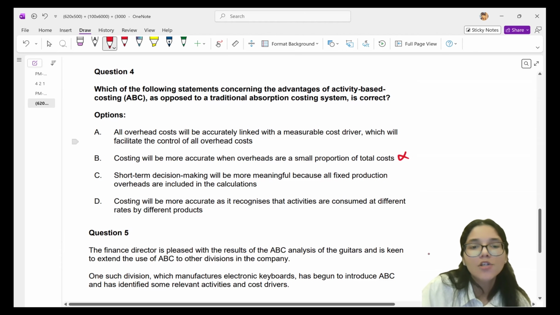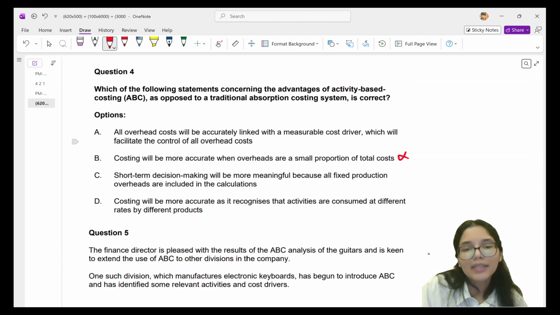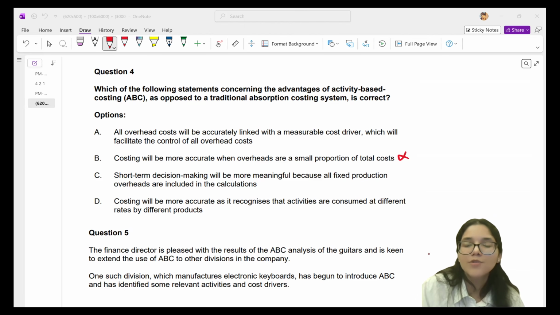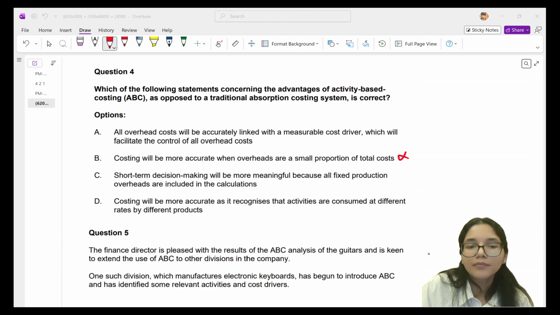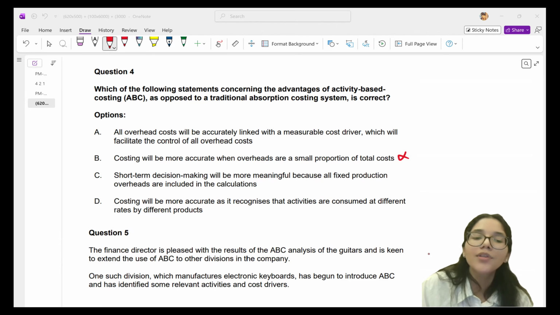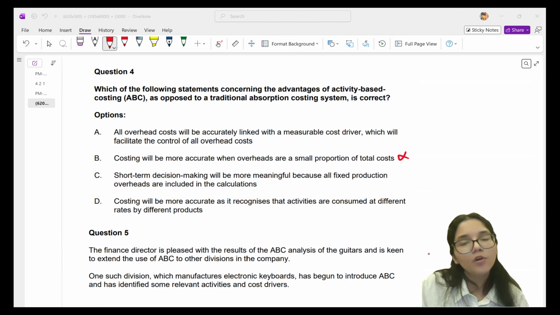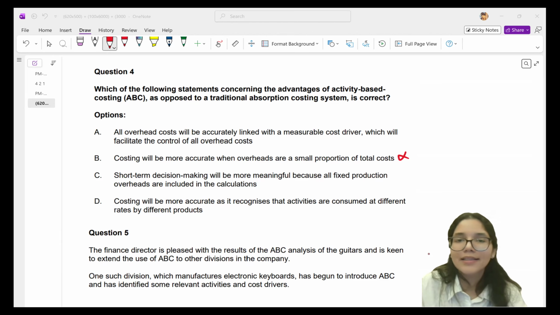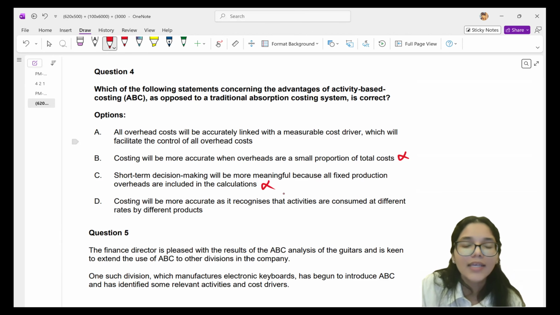If you look at option C, short-term decision making will be more meaningful because all fixed production overheads are included in the calculations. What do you people think? Can this be the advantage of ABC over traditional absorption system? It says only in ABC we will be absorbing the overheads, but in absorption costing we don't take care of overheads. Is that true? No, in both the methods, we are including the overhead costs in our calculations. Just the way that we are dividing the cost, that is different. So this is also not the answer.